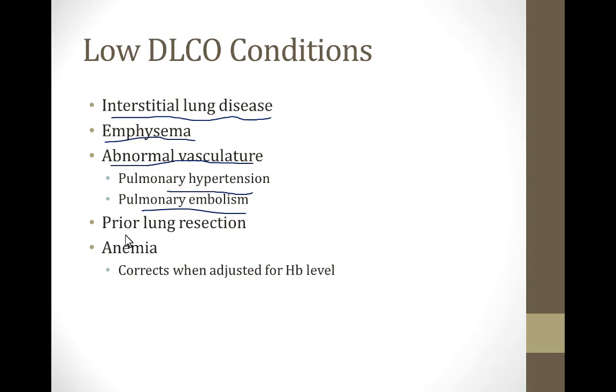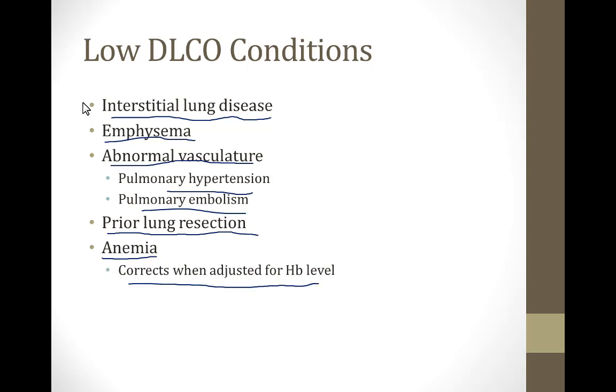A couple of other unusual things: if someone's had a lung resection for a tumor, they may have a low DLCO. Their alveoli are healthy, but they just have fewer alveoli because the surgeon removed some of them. And then finally, patients with anemia have low DLCO because they don't have enough red blood cells to pick up the carbon monoxide. This will be normal if you adjust for the hemoglobin level.